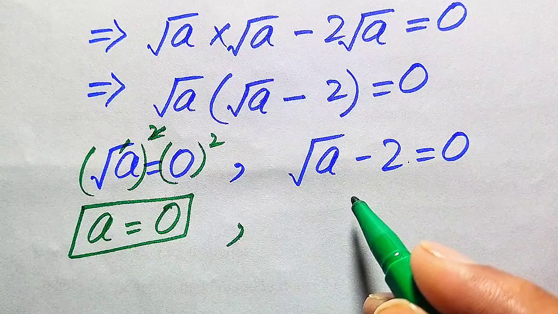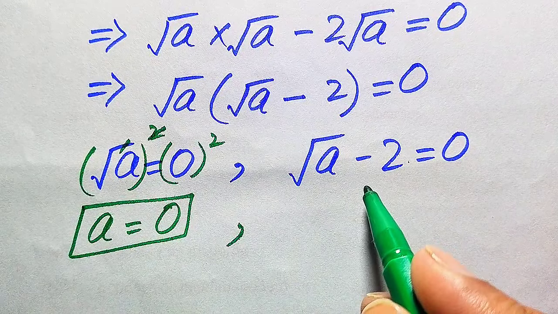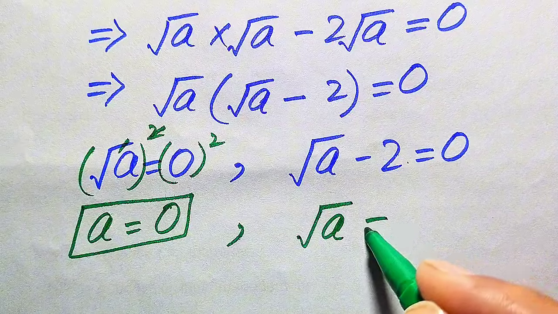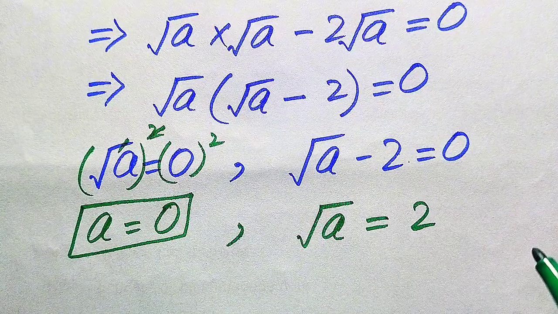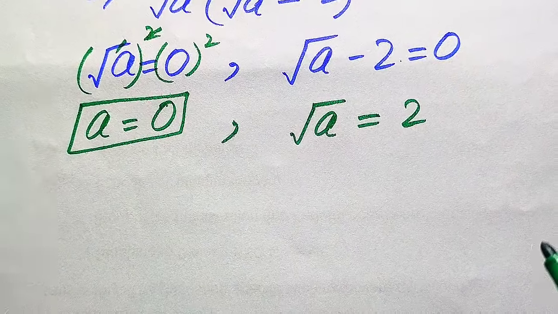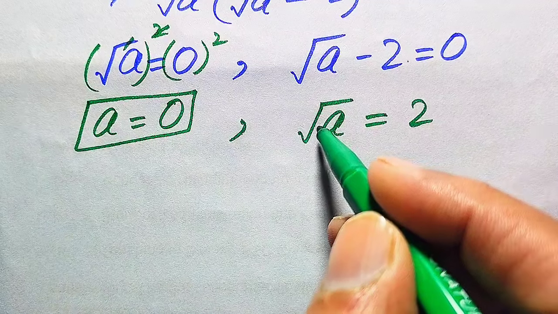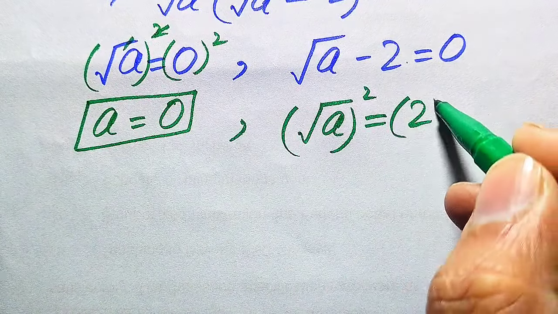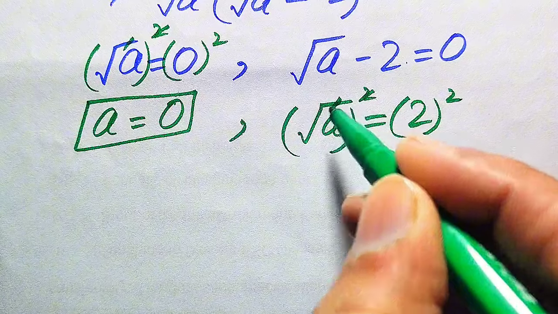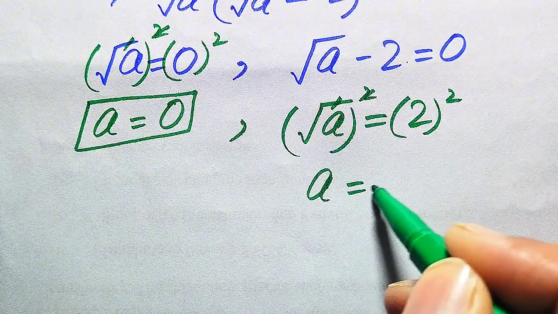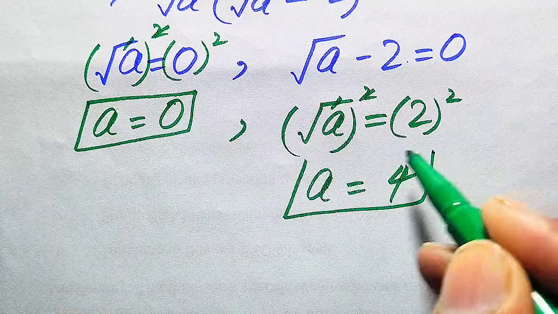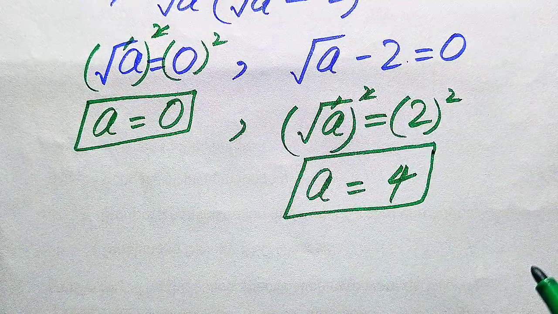And now in order to find the other root we need to solve this equation. So here we move minus 2 to the right hand side, and it will become square root of a is equal to 2. And here we need to again remove the square root sign. For this we again square both of the sides, and the 2 and the square root are gone, and we get a is equal to 2 squared, which becomes 4. So this is the value of a.